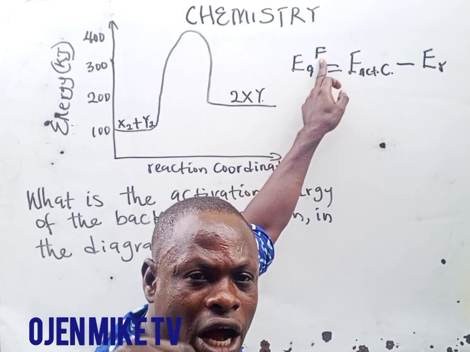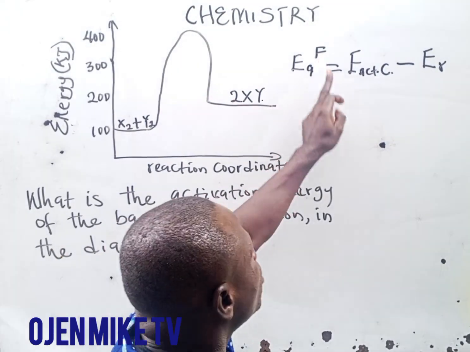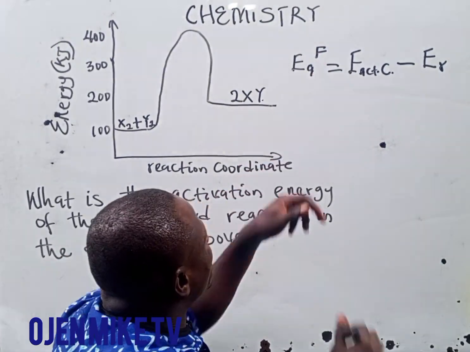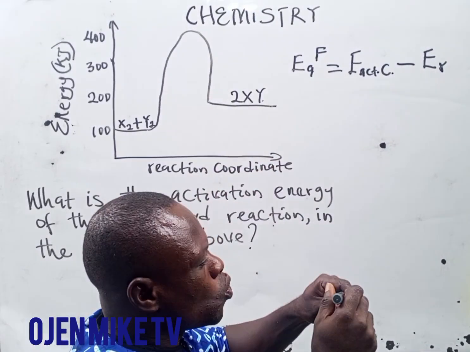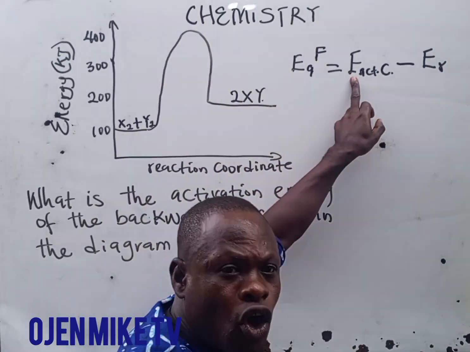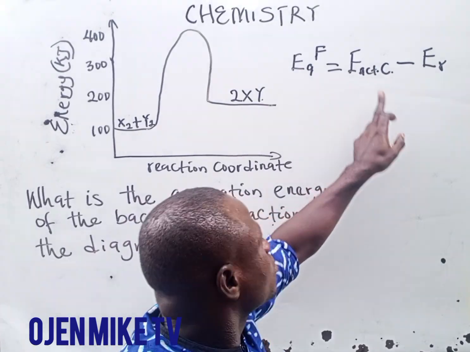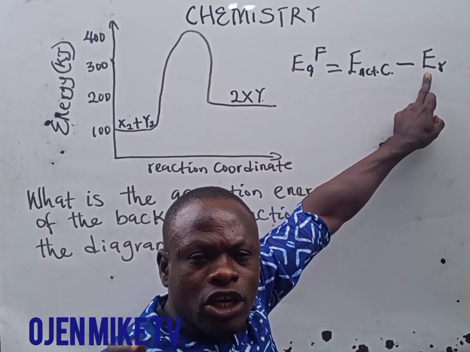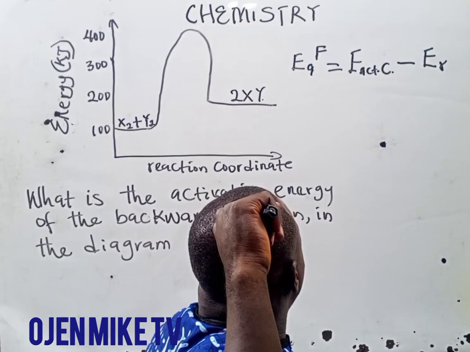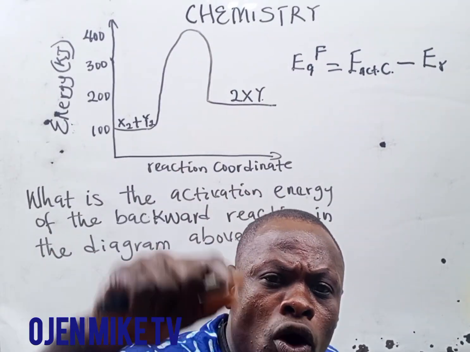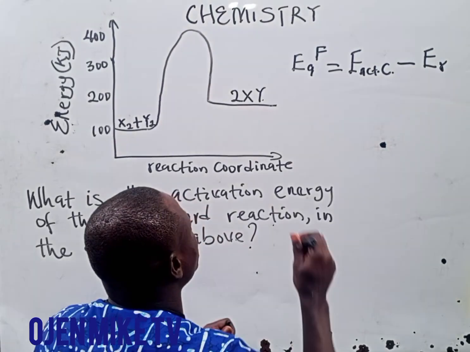If you are asked to calculate the activation energy of the forward reaction, you use this formula. Activation energy of the forward reaction, this F is forward reaction, is equal to the energy of the activated complex minus the energy of the reactant. Now, if you are asked to calculate the activation energy of the backward reaction, you use this formula.